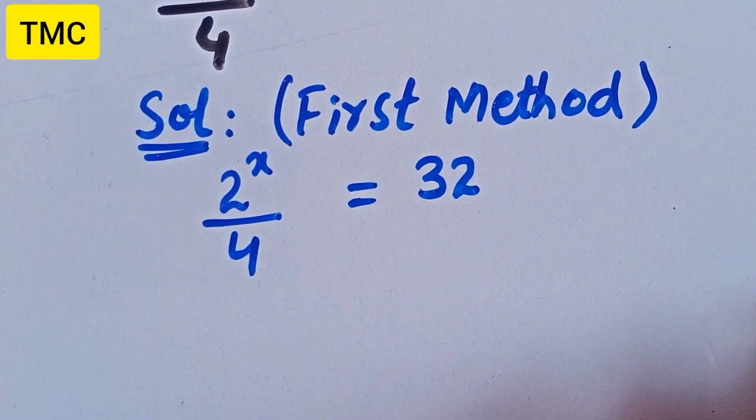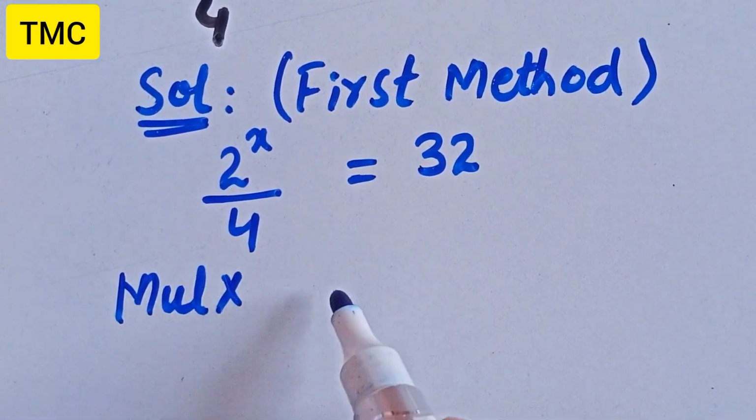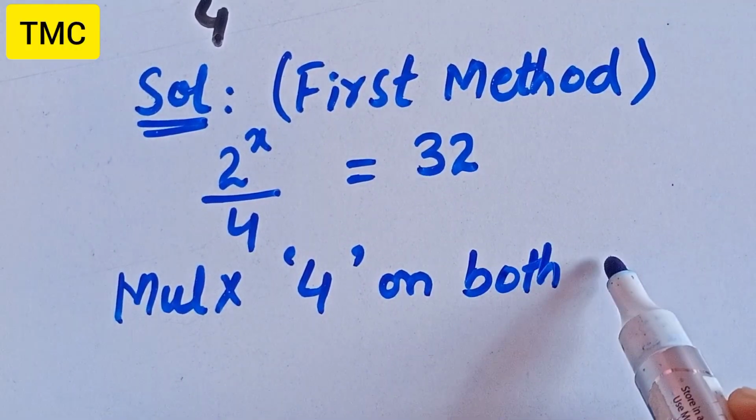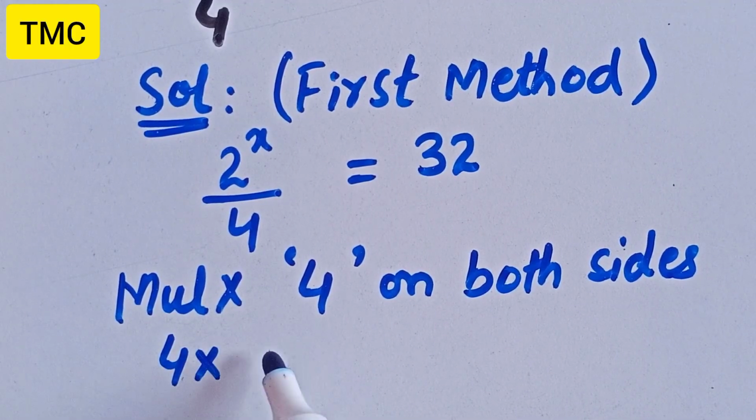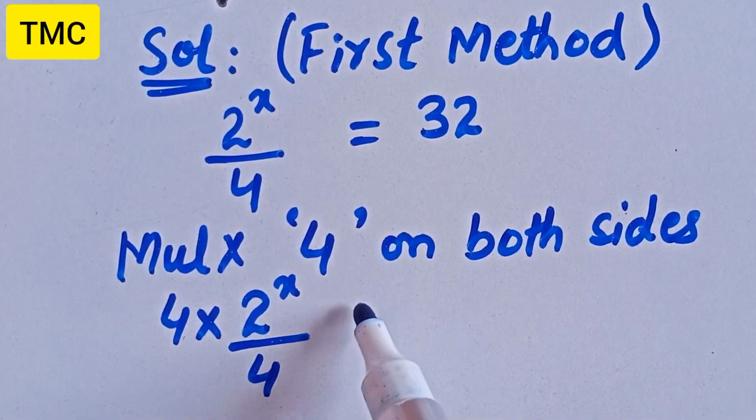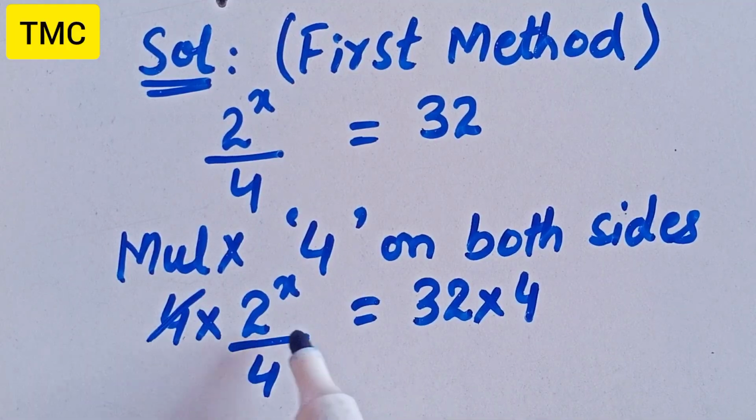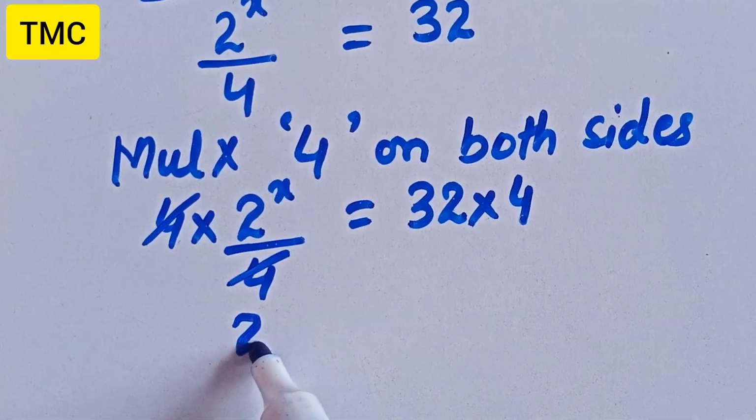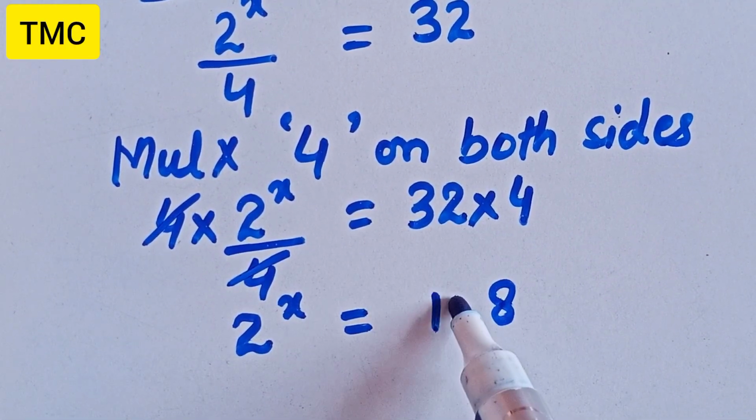Firstly, we will isolate 2 raised to the power x. So for isolating this, we multiply 4 on both sides of the equation. That is, 4 multiplies 2 raised to the power x upon 4 equals 32 multiplies 4. From the left hand side, 4 and 4 cancel out, and we get 2 raised to the power x equals 32 into 4, 4 8s are 32, 4 3s are 12, 128.